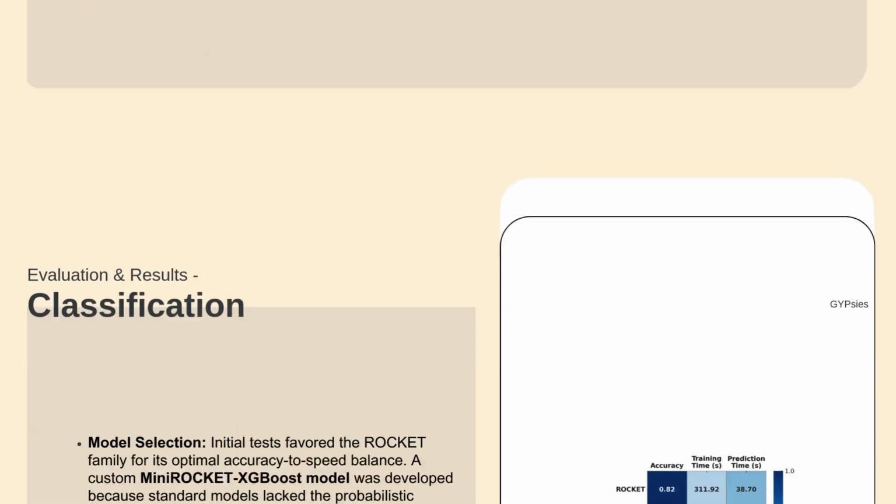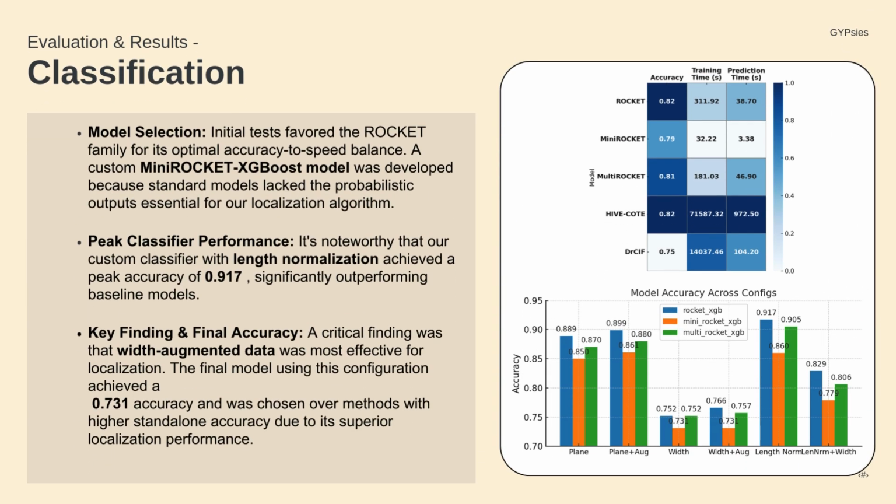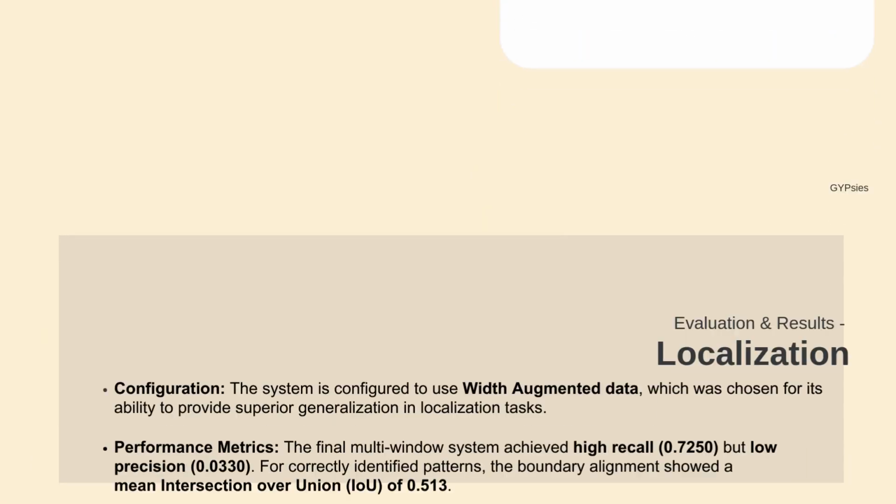Now for our evaluation. We tested several classifiers and found that the Rocket family, especially MiniRocket, gave the best speed-accuracy balance for our localization task. However, standard models lacked the probability outputs we needed. This led us to develop our own custom classifier, combining MiniRocket's feature extraction with an XGBoost classifier head, which is powerful and provides those necessary probability scores. Our final classifier, trained with width-augmented data, achieved a test accuracy of 0.731. Interestingly, while other data preparations gave higher standalone accuracy, this width augmentation proved to be the key for superior localization performance, which was our main goal.